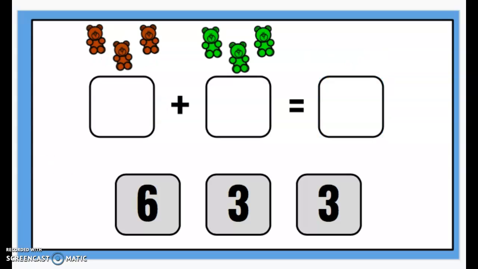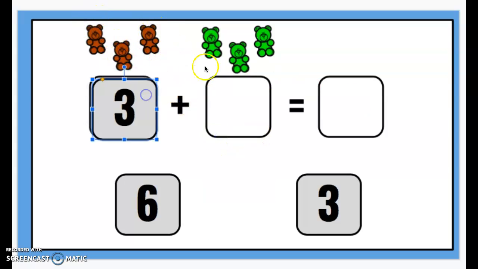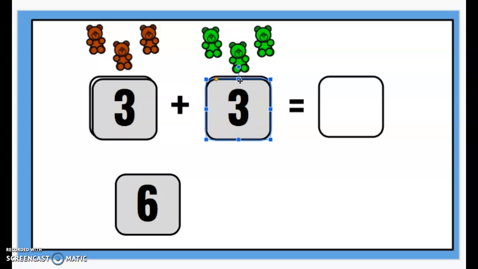Our next one, blank plus blank equals blank. So we need to count our bears. 1, 2, 3, plus 1, 2, 3 green. Now we have to add them all up. 1, 2, 3, 4, 5, 6. So 3 plus 3 equals 6.